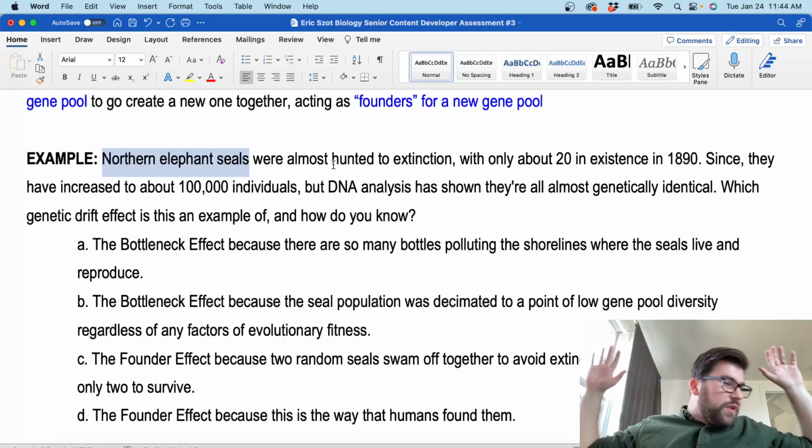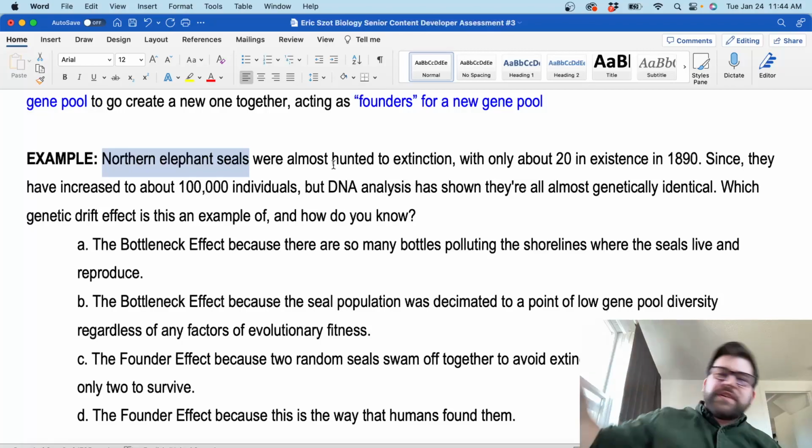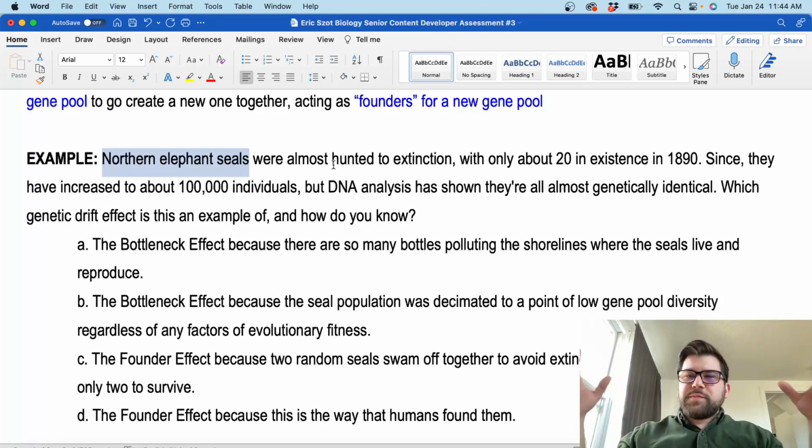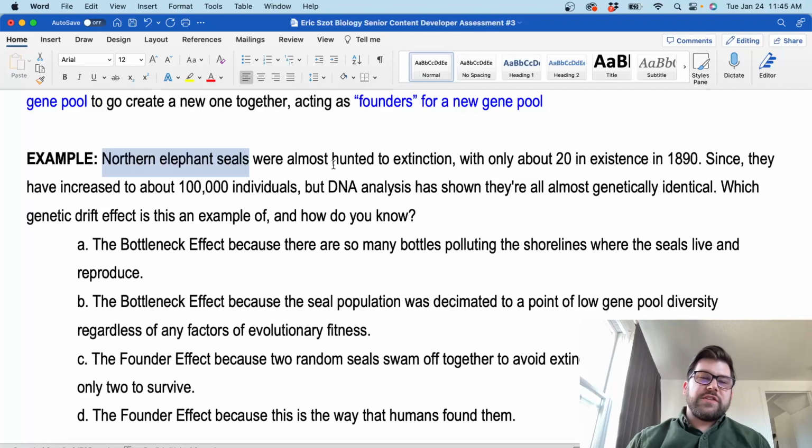We just come in, we blow in out of nowhere. They have no protection against us. We start shooting them. We're hunting them, killing them left and right. So they're just decimated, just brought way, way down. They're not leaving. They're not going anywhere. We went to them and we just destroyed them. Now, if you analyze their DNA as a population, they're almost identical. It's a big problem for them. There's very low genetic diversity in the elephant seal populations.